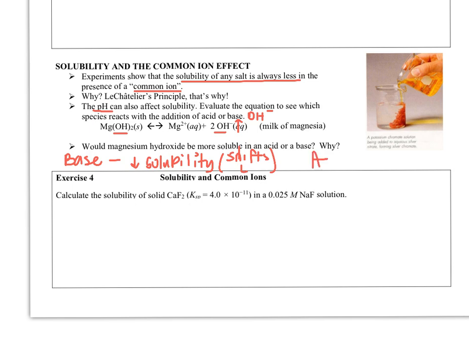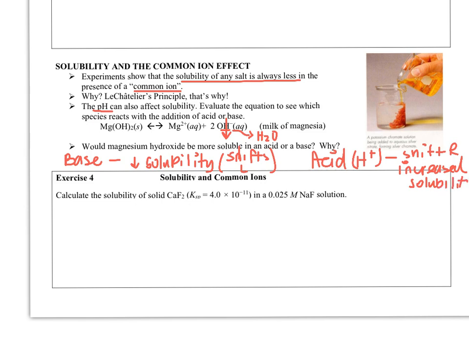But if I add an acid, which in this case would be H+, according to Le Chatelier's principle, we would see the H+ react with the hydroxide. And so the H+ is going to end up making water. That's going to decrease my hydroxide. When that happens, that's going to shift right, which then is going to show an increased solubility. We'll have more ions dissolved, so we would get more ions to be dissolved.